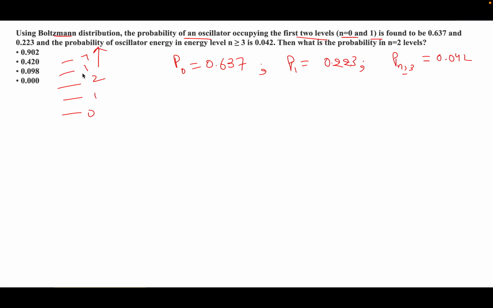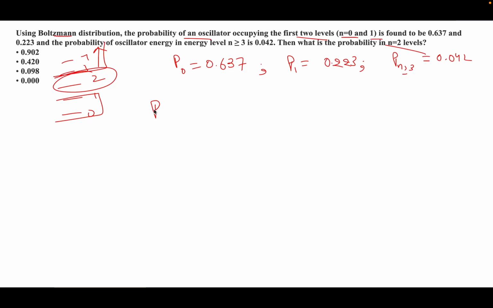Using Boltzmann distribution, the probability of an oscillator occupying the first two levels n equal to 0 and 1 is found to be: probability of 0th level is 0.637, probability of first level is 0.223, and probability for n greater than or equal to 3 is given as 0.042. So for 0, 1, 2, 3, 4 and so on, the probabilities are given, and we need to calculate the probability at n equal to 2.